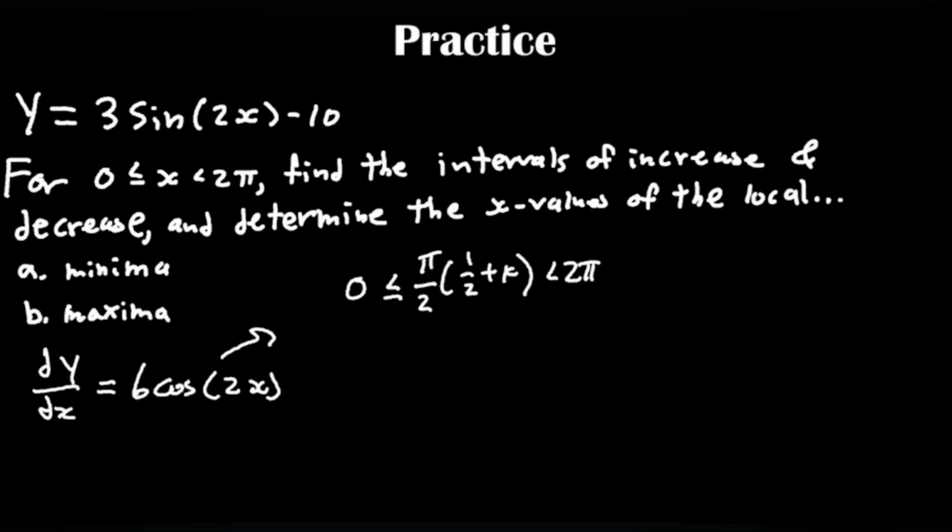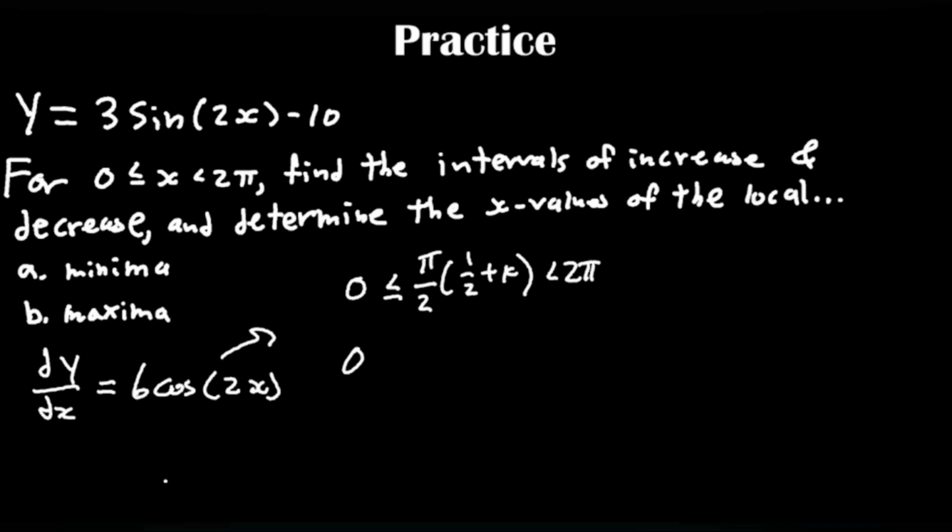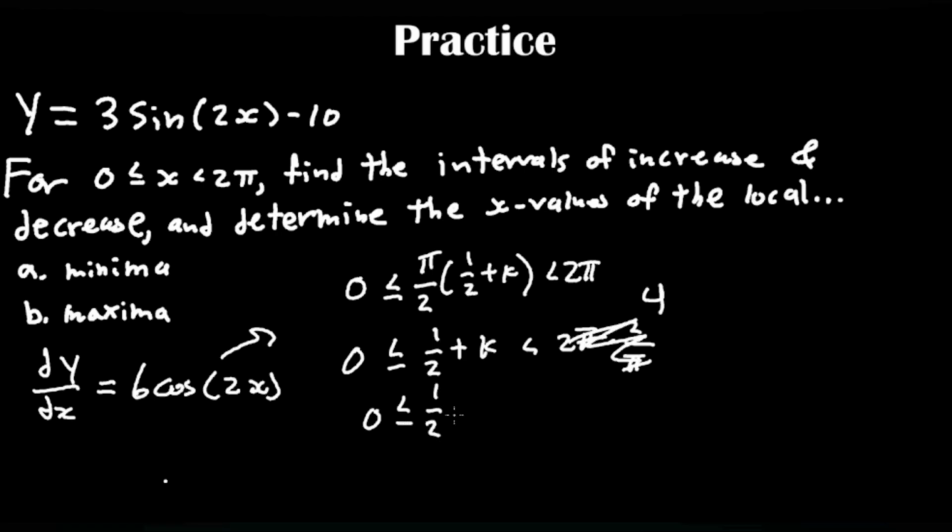Now, if we multiply both sides by 2 over pi, on the left side we'll just get 0, because 0 times anything is just 0. It is less than or equal to 1/2 plus k, which is less than 2 pi, but when we multiply both sides by 2 over pi, these pi's will cancel out. We'll just get 2 times 2. So this is all just 4. So 0 is less than or equal to 1/2 plus k, which is less than 4.